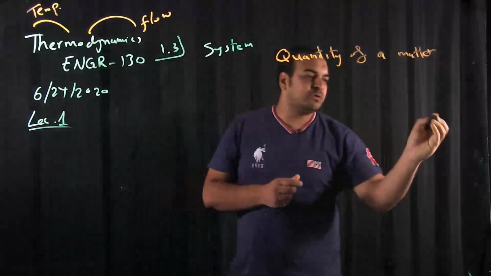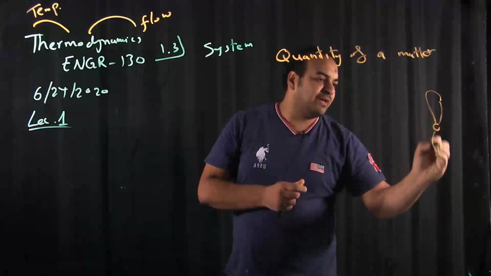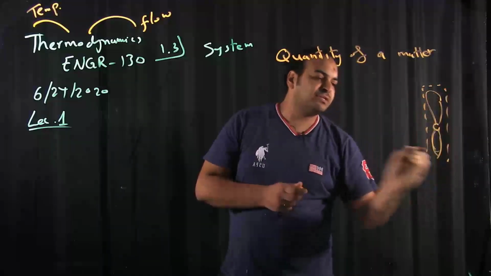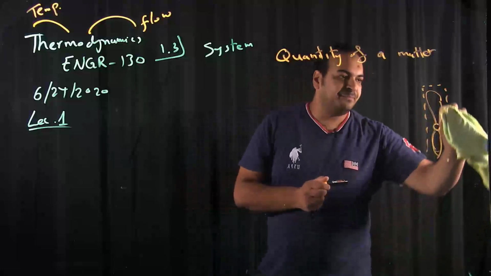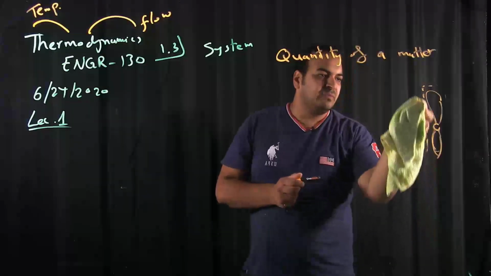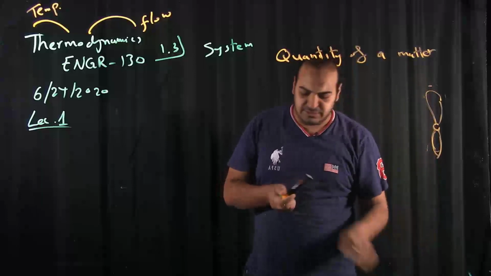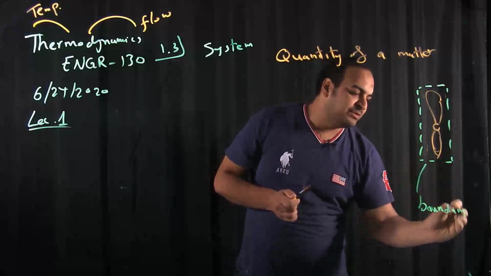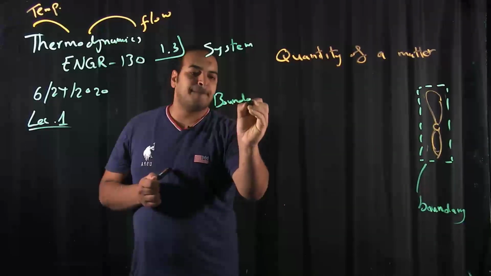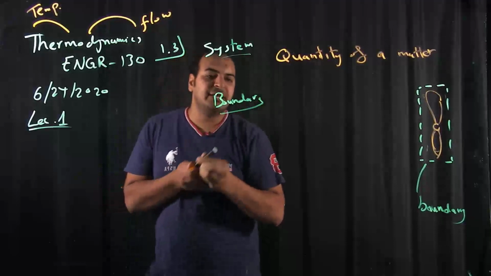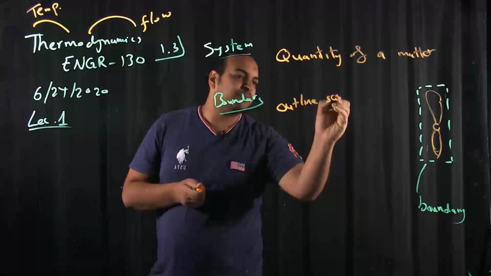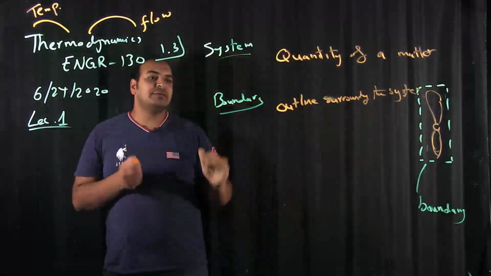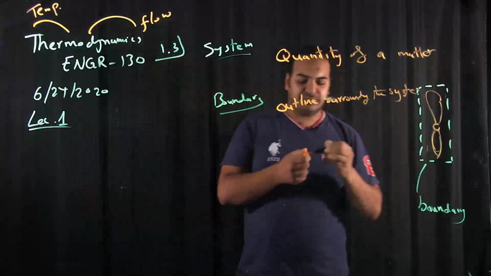If you talk about a compressor or fan, let's talk about the fan. We are interested in this fan, so this is the part of space we are interested in studying. This is called a system. If we use this as a system, we put a dashed line around it. This is called the boundary. The boundary is the outline surrounding the system, separating the system from the surrounding.